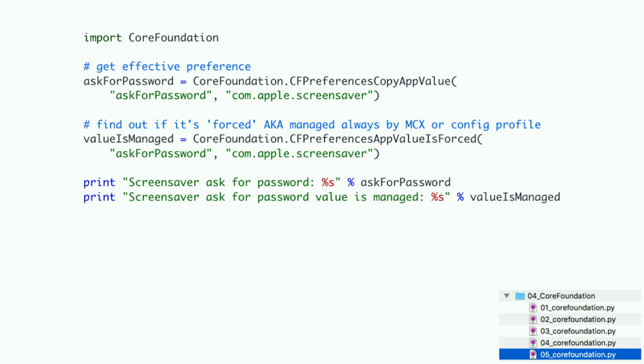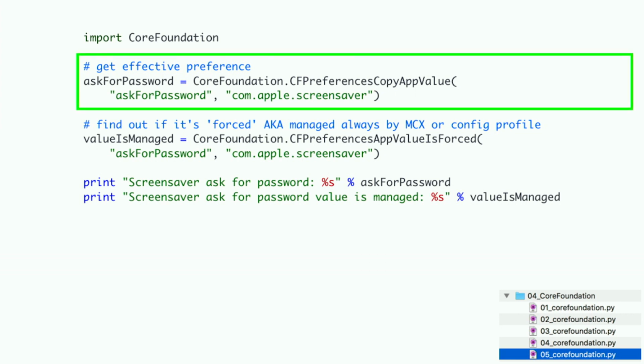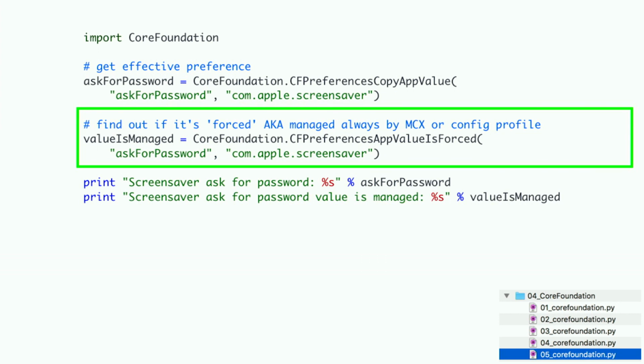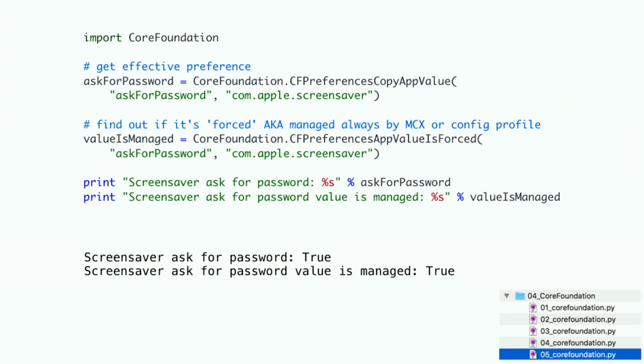So if we run this script, here I show you first we're going to get the effective preference, and then we're going to find out if it's forced. We run that. We now find that the effective preference is yes, the ask for password is true for the screensaver, and it is managed. So that is way more useful information to have than what we got back from defaults, which was 1, wrong, and 2, didn't tell us whether the thing was managed or not.